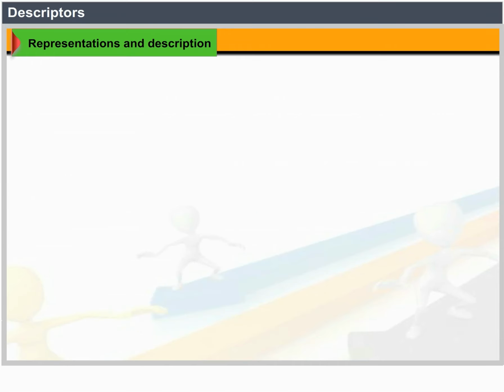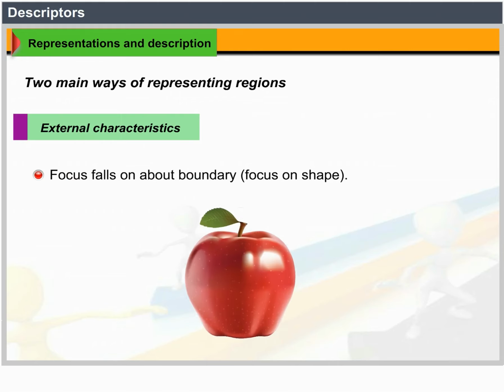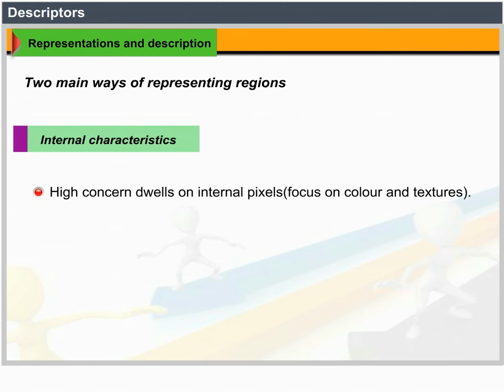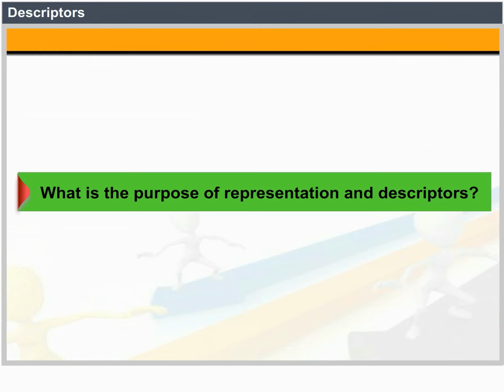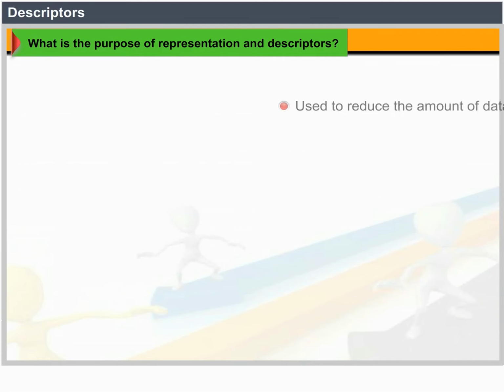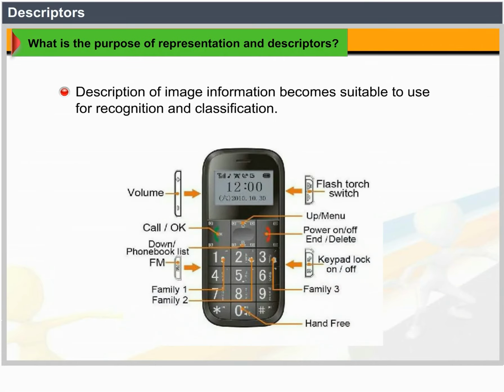Two main ways of representing regions. External characteristics are about the boundary and focus on shape. Internal characteristics are about internal pixels and focus on color and texture. Why representation and descriptors? They are used to reduce the amount of data, and to describe image information in a form suitable for use in recognition and classification.